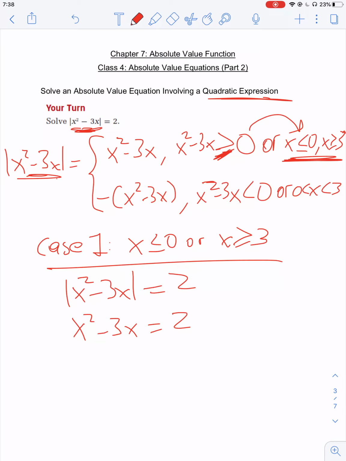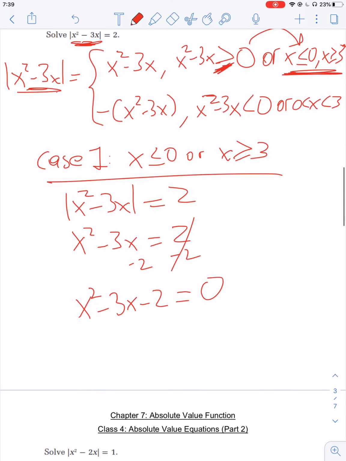And then how to solve a quadratic? Some of you are still struggling with it. Remember, the best way to solve a quadratic is to make it equal to 0. Okay, so again, just get rid of the 2. So just do minus 2, right? This will disappear. So you get x squared minus 3x minus 2 equals 0.